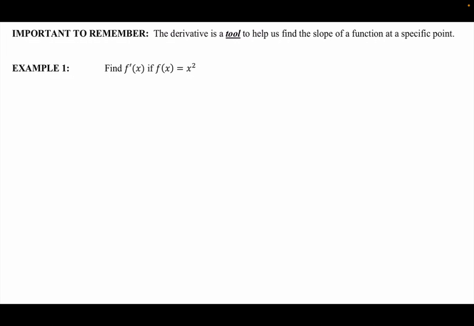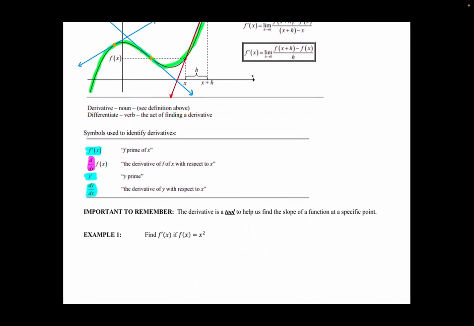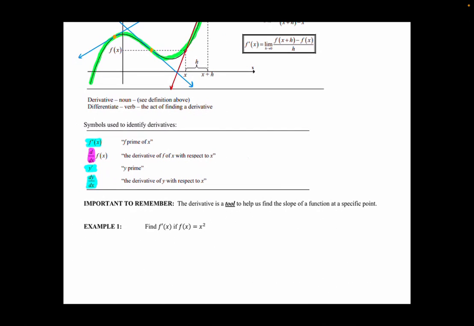Okay? So find f prime of x. So find the derivative if f of x equals x squared. So x squared is what we need to find the derivative of, right? To do that, we're going to use the definition. So let's write down the definition. It's in the box above at the top of the page, but let's rewrite it. So what we're trying to find is f prime of x, right? That's what we're trying to find.